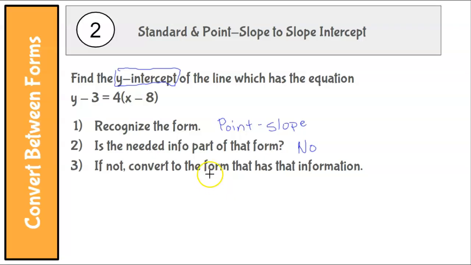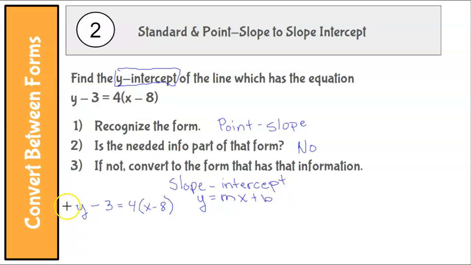What form has the intercept as part of the form? Yeah, that's again slope-intercept, and that stands for the y-intercept, slope-intercept form. So again, we have to put it into y equals mx plus b. That's the goal, okay? So what we're going to do, I'm going to start over here. We're going to solve for y.